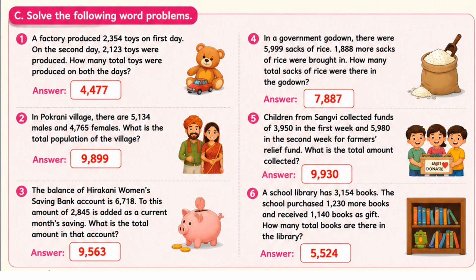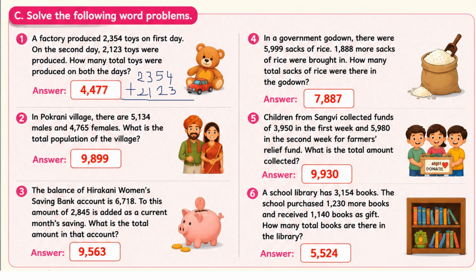Let's move ahead. There are a few word problems. A factory produced 2,354 toys on the first day. On the second day, 2,123 toys were produced. How many total toys were produced on both the days? So let's write this down first. So it's 2,354 added with 2,123.